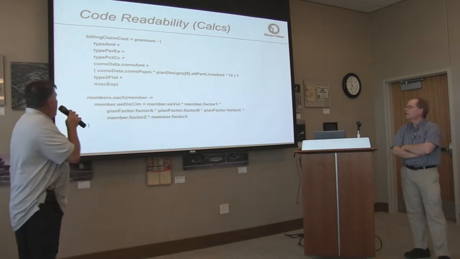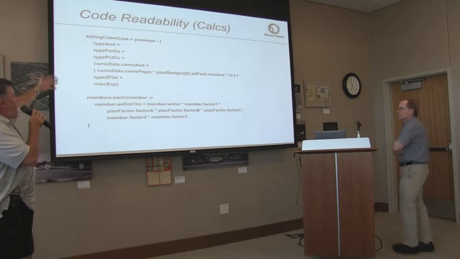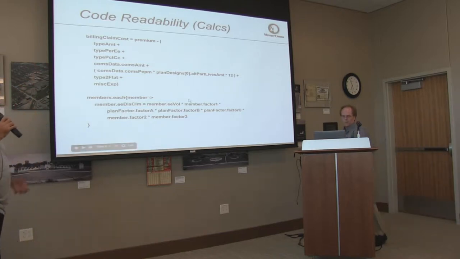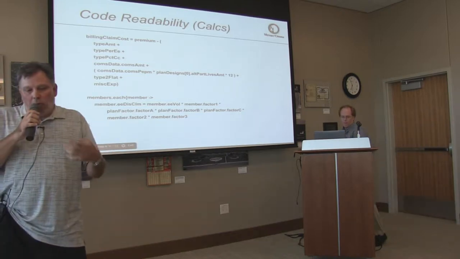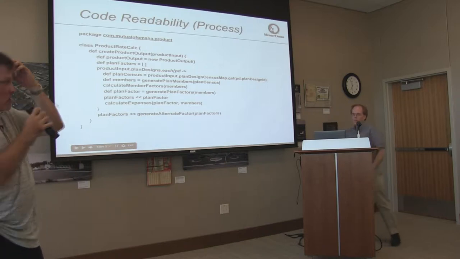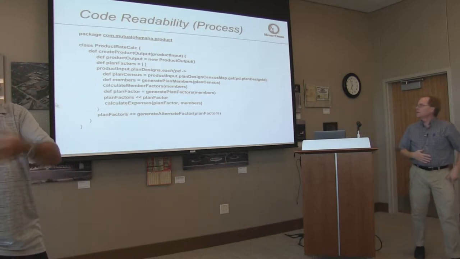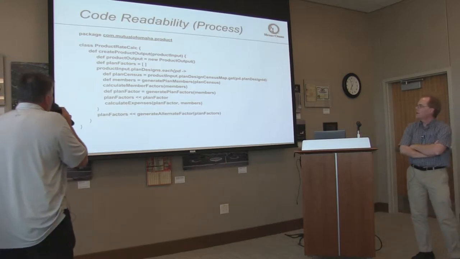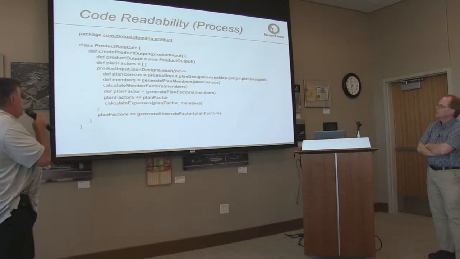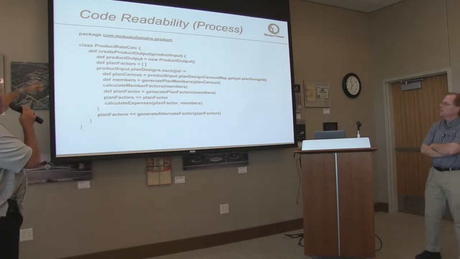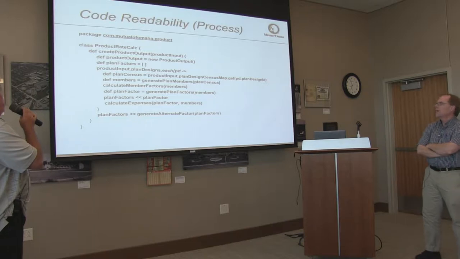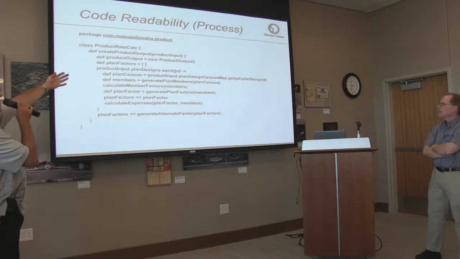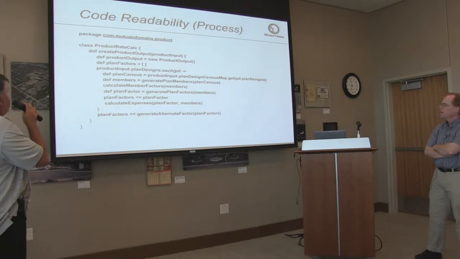So if we look at it, yeah, we can go back a little bit. We talked about how these are group insurance calculations. There's what they call a census, which is just the people that are going to get rated. So here we have a class called product rate calc, and we're going to create this product output based on some input.